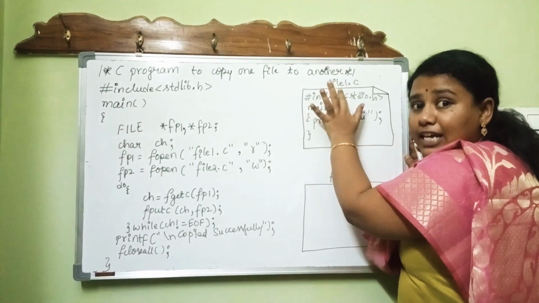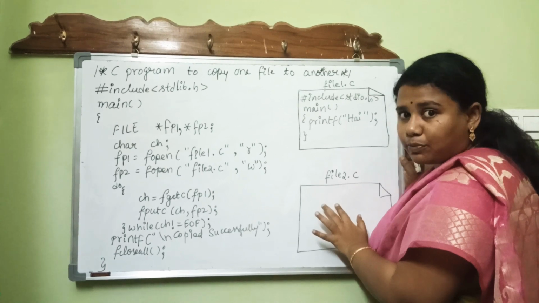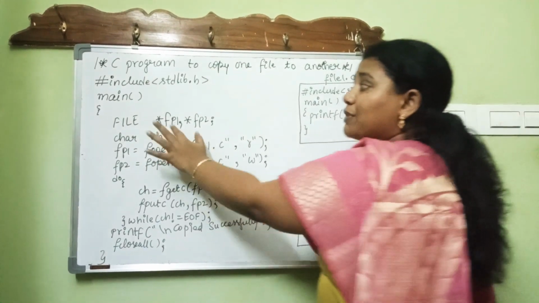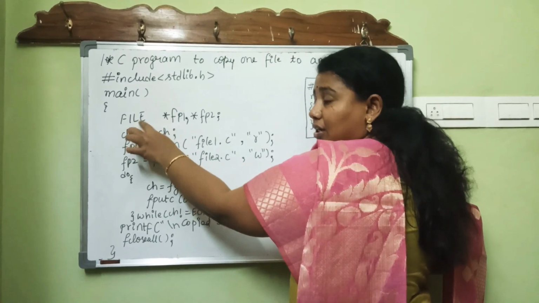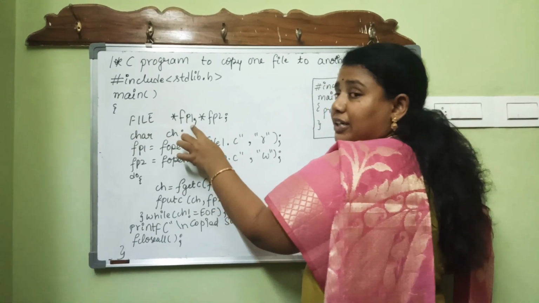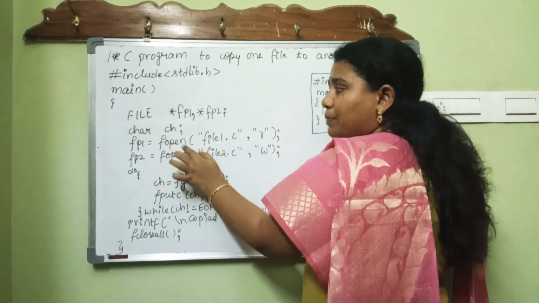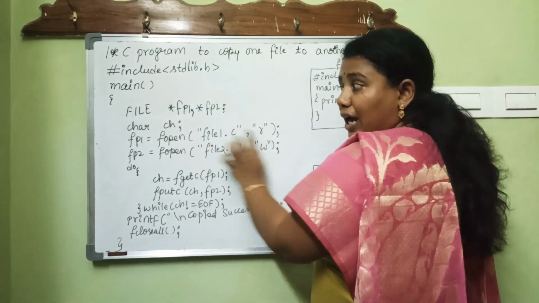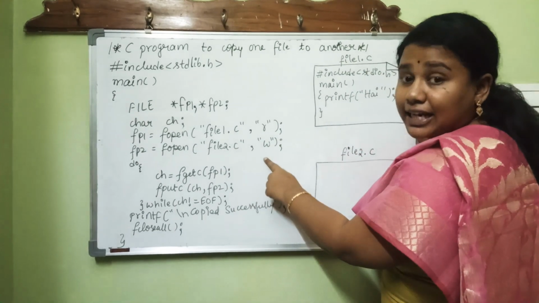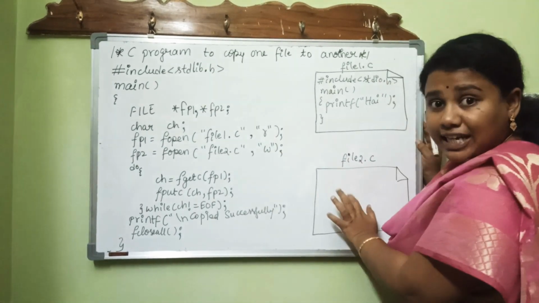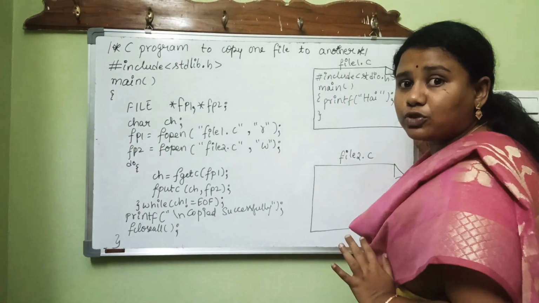So file1.c has to be opened in read mode and file2.c must be opened in write mode, and I require two file pointers, fp1 and fp2. As already discussed, we have the file structure, and we are going to declare two pointers, fp1 and fp2, for that. Next, what are we going to do? We are going to open file1.c in read mode and assign it to fp1. Next, we are going to open file2.c in write mode and assign the address to fp2.